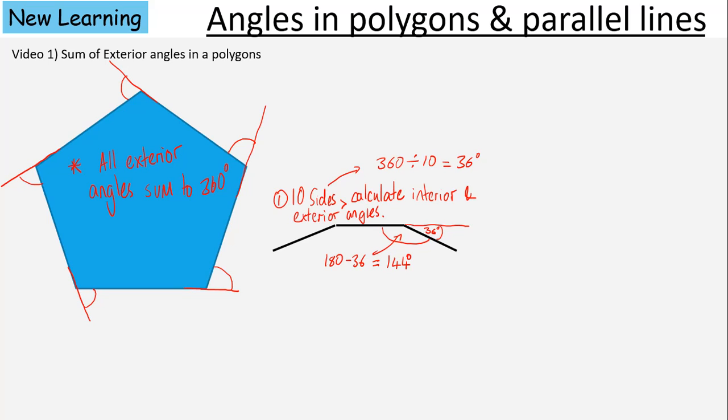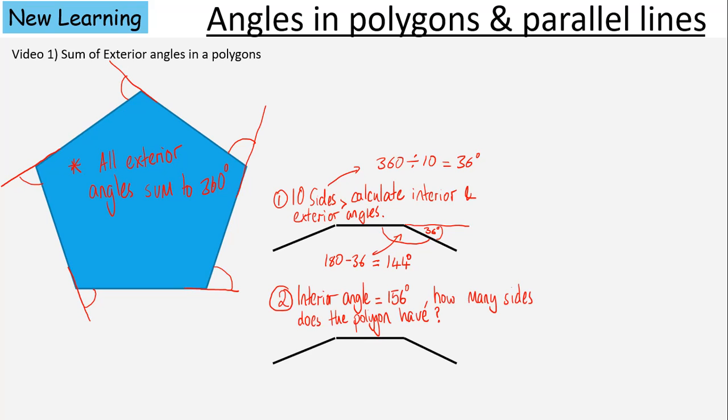I can use that same idea again, that all the exterior angles add up to make 360 degrees, and I can try the following style of question. I can say I've got an interior angle of 156 degrees, so let's just draw that on here, like so. How many sides does this new polygon have?